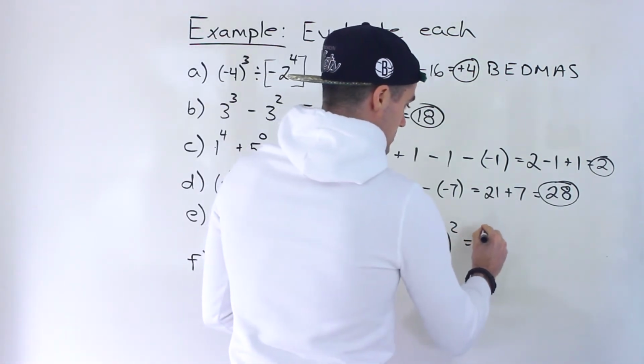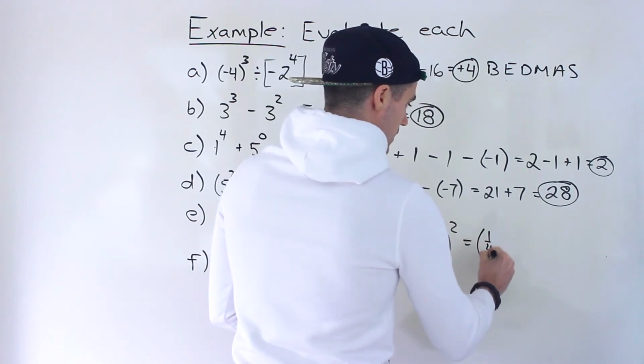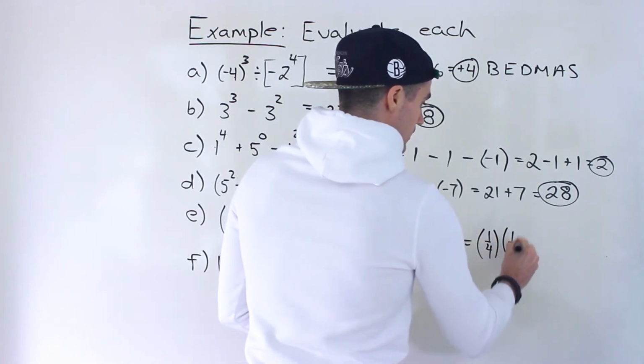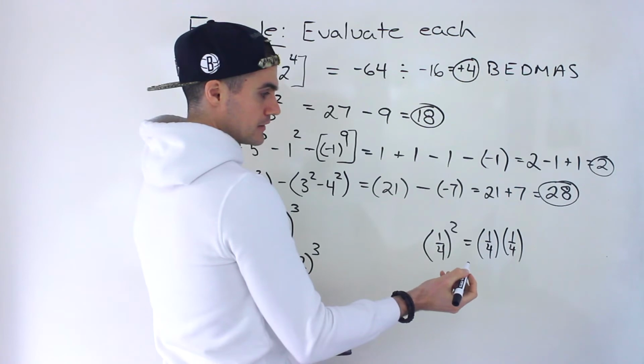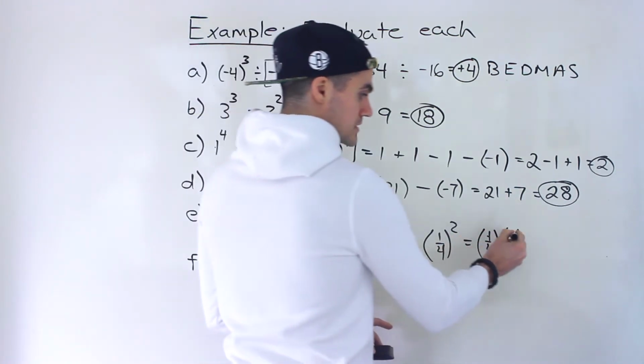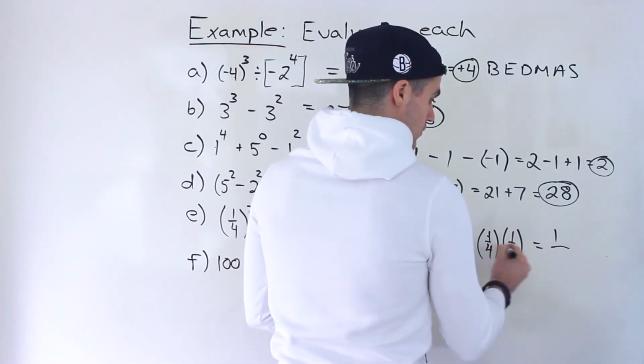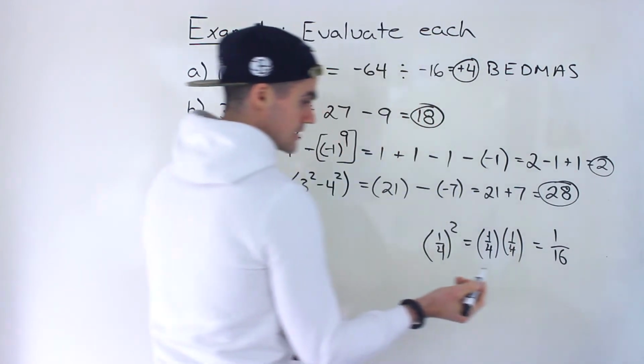Multiple ways to do this. So 2 is not too high of a number, so we can maybe even write it in expanded form like that. 1 over 4 times 1 over 4. 1 times 1 gives us 1. 4 times 4 gives us 16.